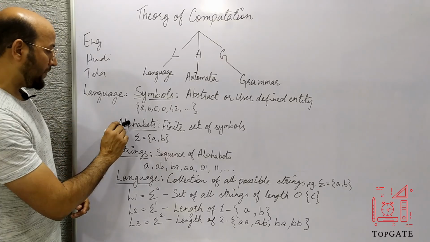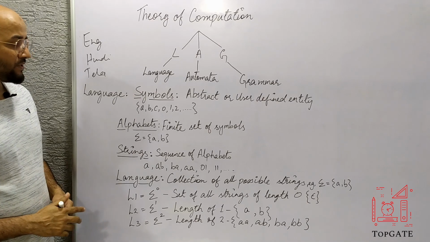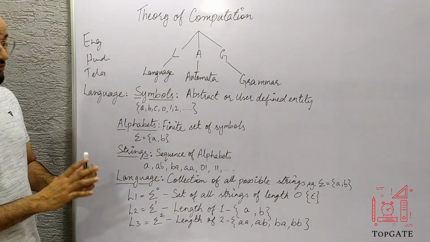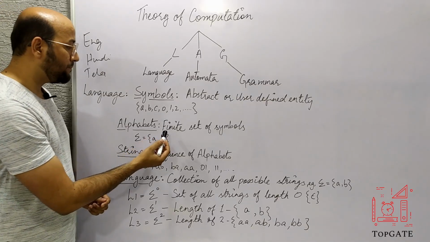Now the second building block of the language is the alphabet. An alphabet is a finite set of symbols. It should be finite; it cannot be infinite. So what does that mean?